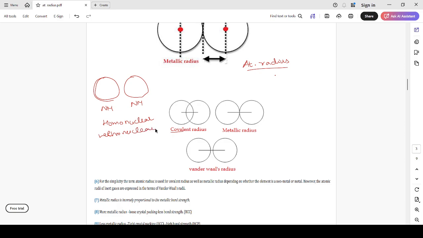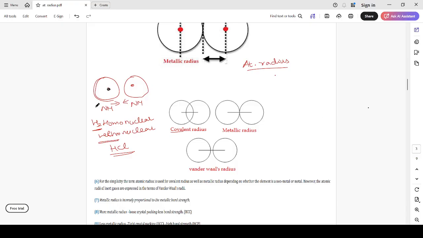What do I mean by this term? It could be hydrogen, two hydrogens coming together to form H2. It could be H and Cl coming together to form HCl. Both are covalent here. So consider they are coming close to each other. We are trying to understand how a bond gets formed at first.